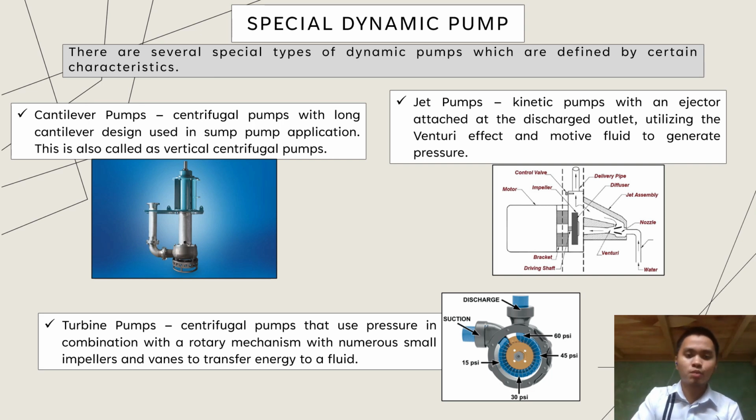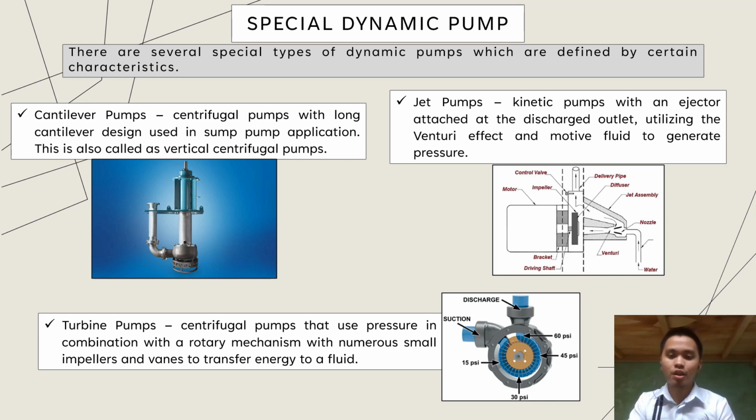There are several special types of dynamic pumps, which are defined by certain characteristics. Cantilever pumps are centrifugal pumps with a long cantilever design used in some pump applications. This is also called vertical centrifugal pumps.